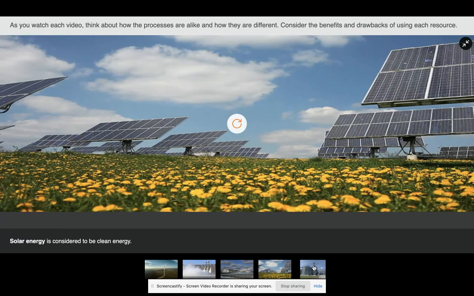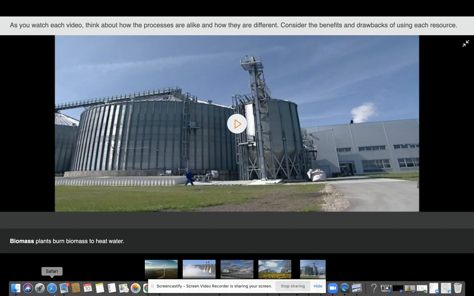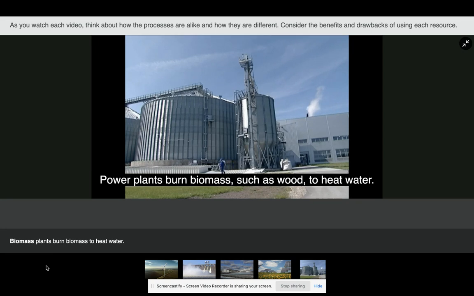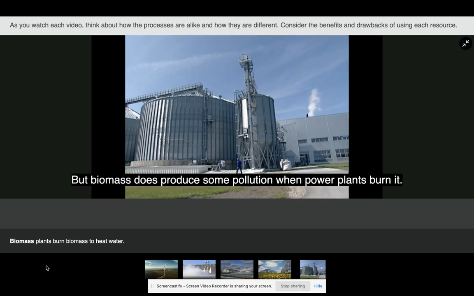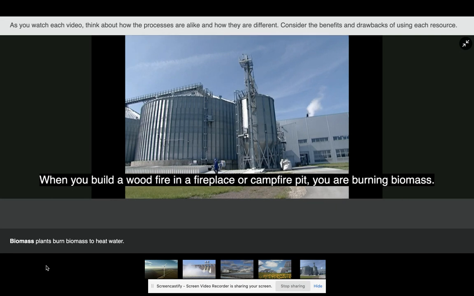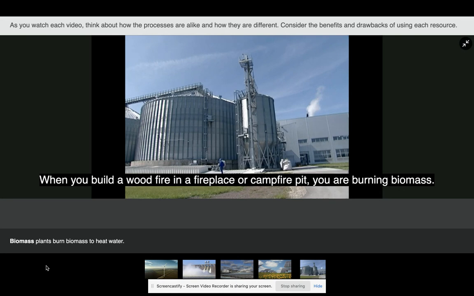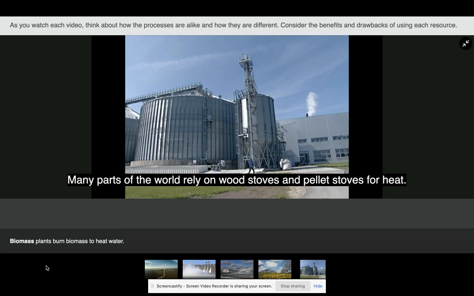And last but not least, biomass plants burn biomass to heat water. Power plants burn biomass, such as wood, to heat water. The water produces steam that turns a machine called a turbine. The turbine then produces electricity. Most biomass is not expensive, but biomass does produce some pollution when power plants burn it. When you build a wood fire in a fireplace or campfire pit, you are burning biomass. Many parts of the world rely on wood stoves and pellet stoves for heat.